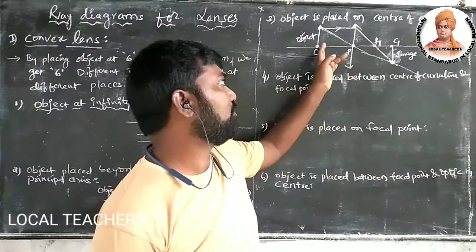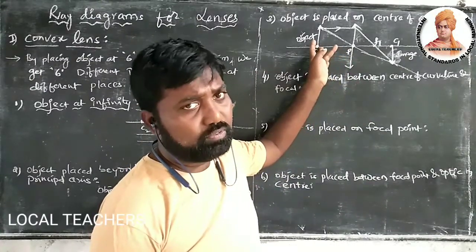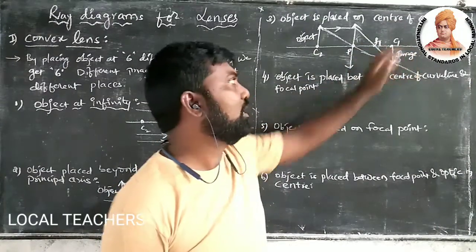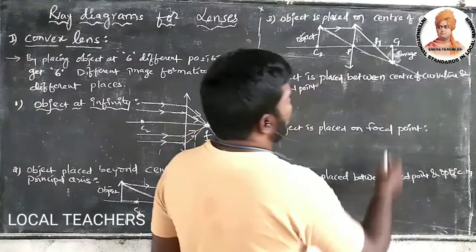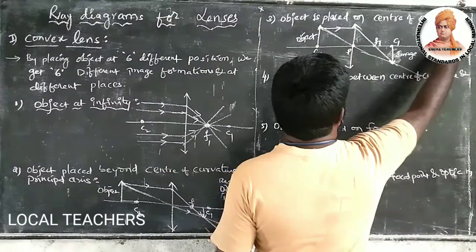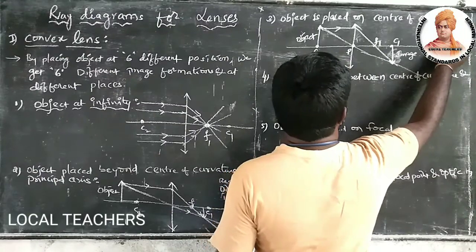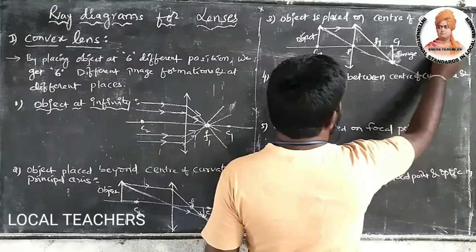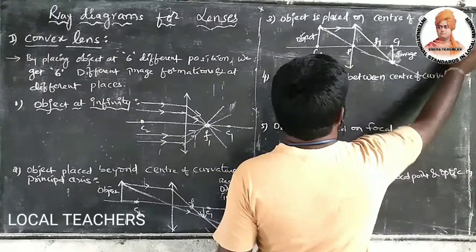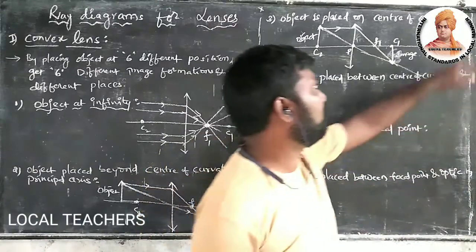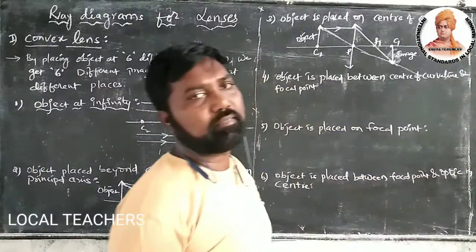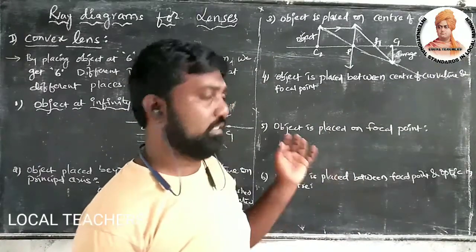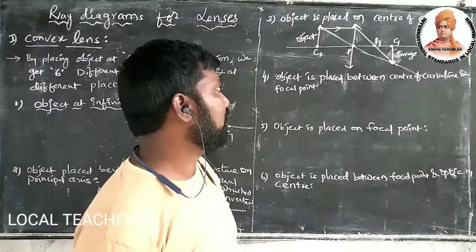We place the object at C2, and the image is formed at C1. If we observe the image, it is real, the same size as the object, and inverted. Why have we written real here? Real means the image can be captured on a paper screen. We can see that image on the paper screen.